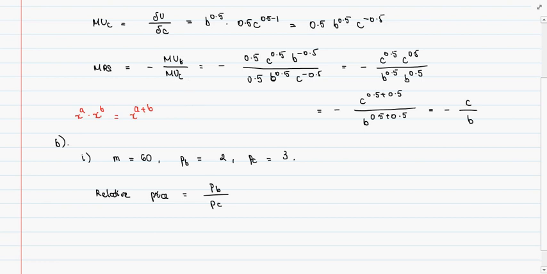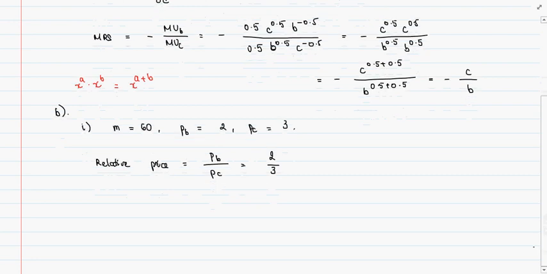So if you have B first in the marginal rate of substitution, it has to be B first in the relative price, and vice versa. If you have marginal utility of C on marginal utility of B, then the relative price has to be PC on PB. In this case, because I chose MUB on MUC in my previous part, I will have to have PB on PC in my relative price, and that will be equal to 2 on 3. Now, what is the income expansion path?